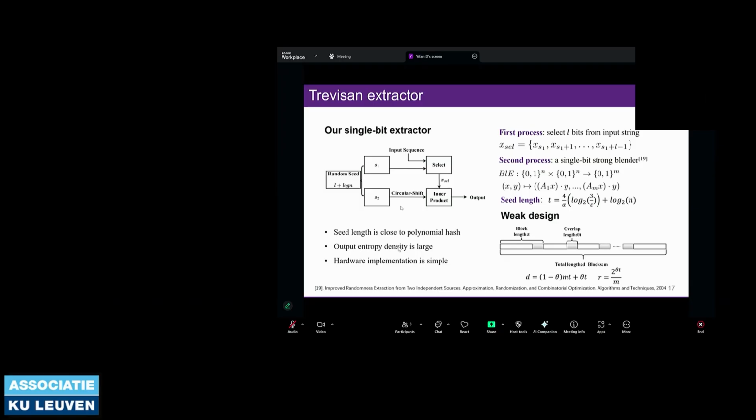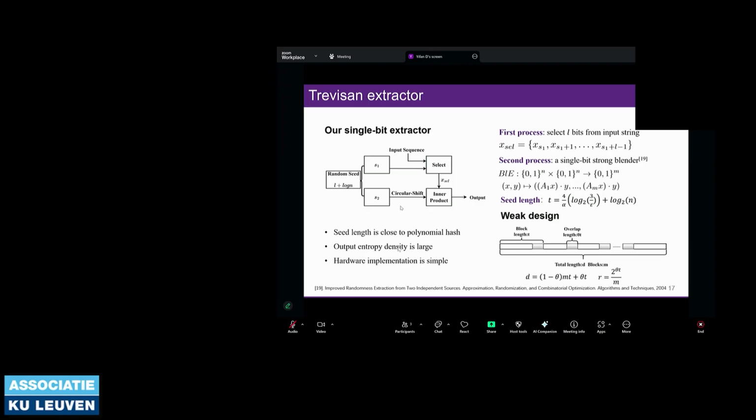The second extraction is a single-bit strong blender. A standard strong blender performs like this. X and Y are two segments of raw random numbers from independent entropy sources. A is a series of shift matrices. A1 denotes a shift of 1 bit, and Am denotes m bits. For single-bit operations, we use only the first term. We perform the dot product between the XL shifted by 1 bit and the seed S2.